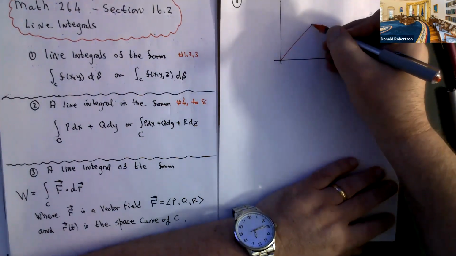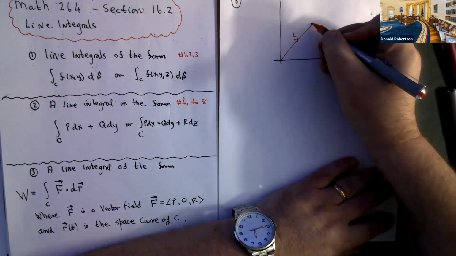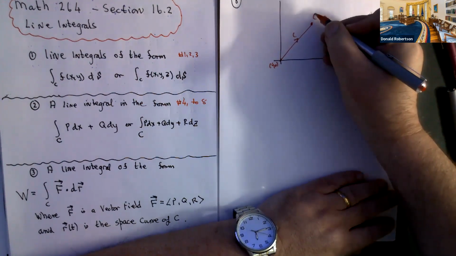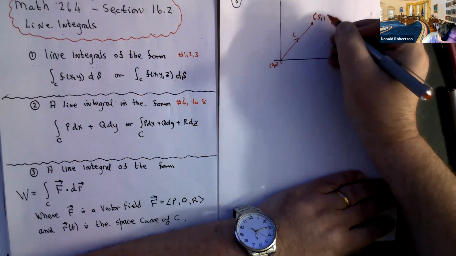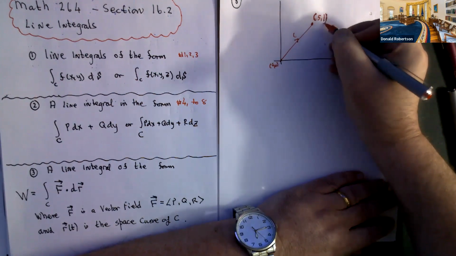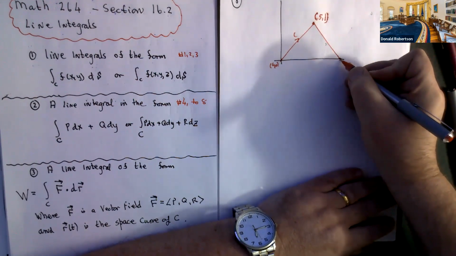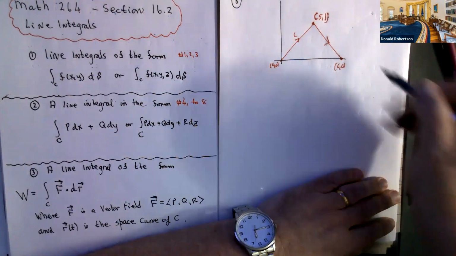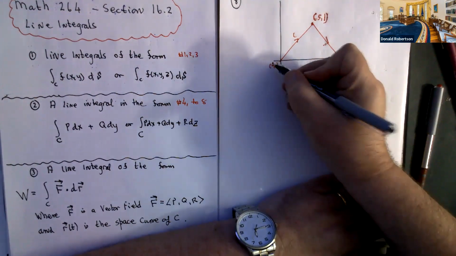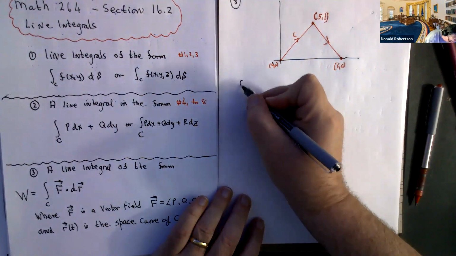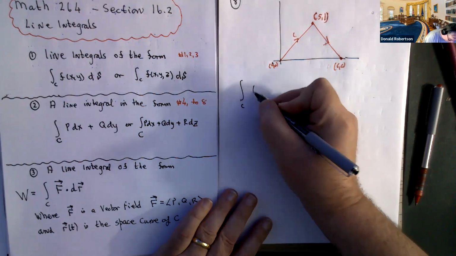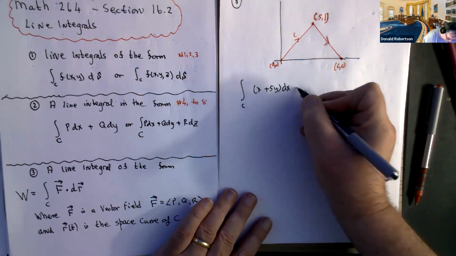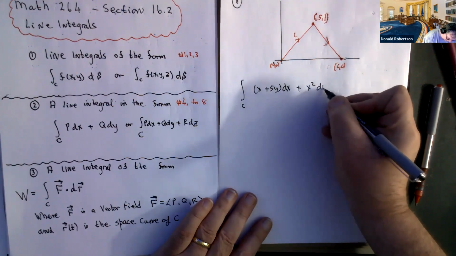You get a guy that looks like this, and it goes from the origin to this point here with coordinates 5, 1. And then it goes down here and it ends up at 6, 0. So it goes like this. And the function that we're going to find a line integral for is x plus 5y dx plus x squared dy.